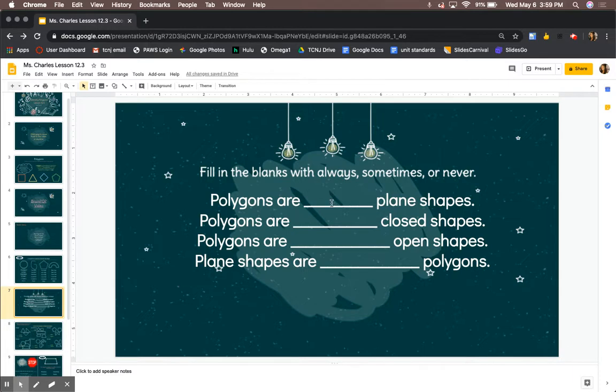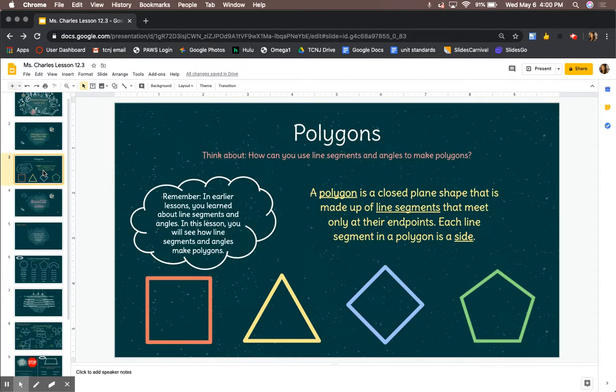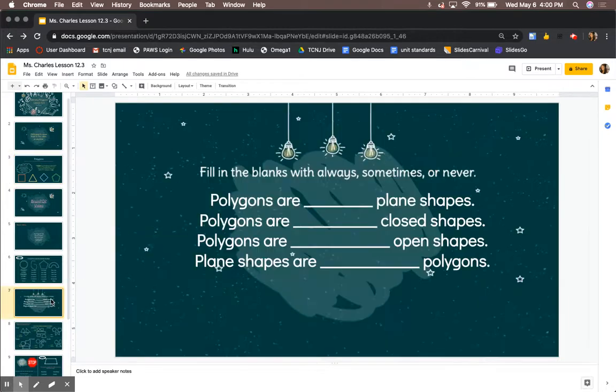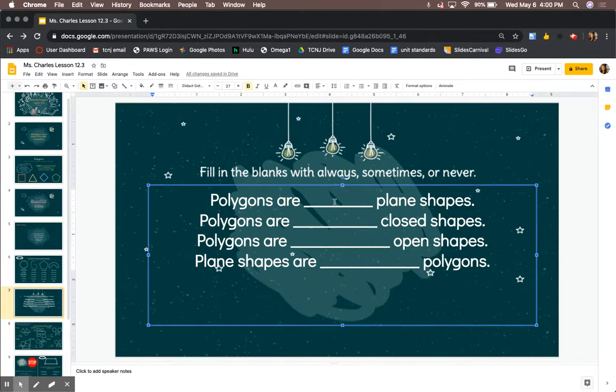Now, if you get confused, you can always look back to the different slides to see what was stated before. So polygons are always, sometimes, or never plane shapes. You're going to be clicking, double clicking, and then typing in your answer here. And then same thing for the second question.